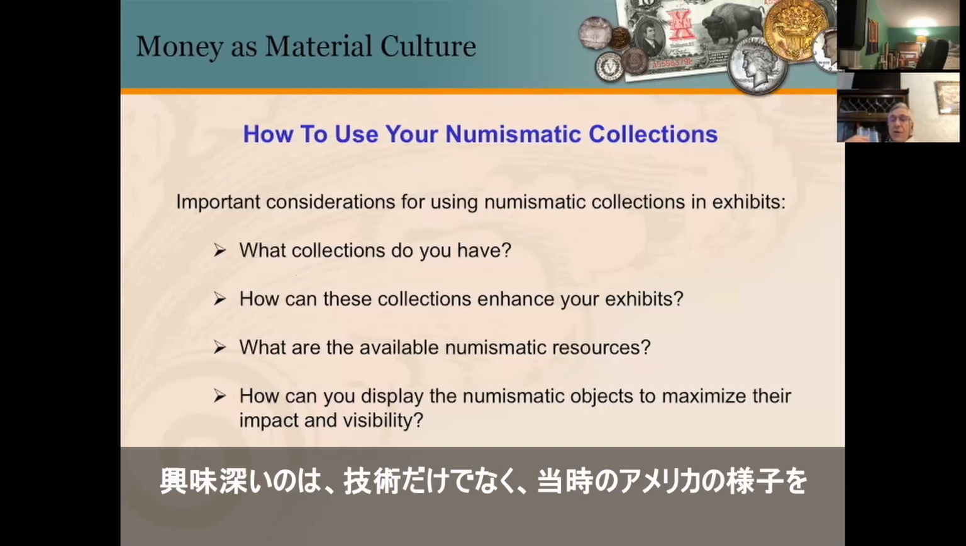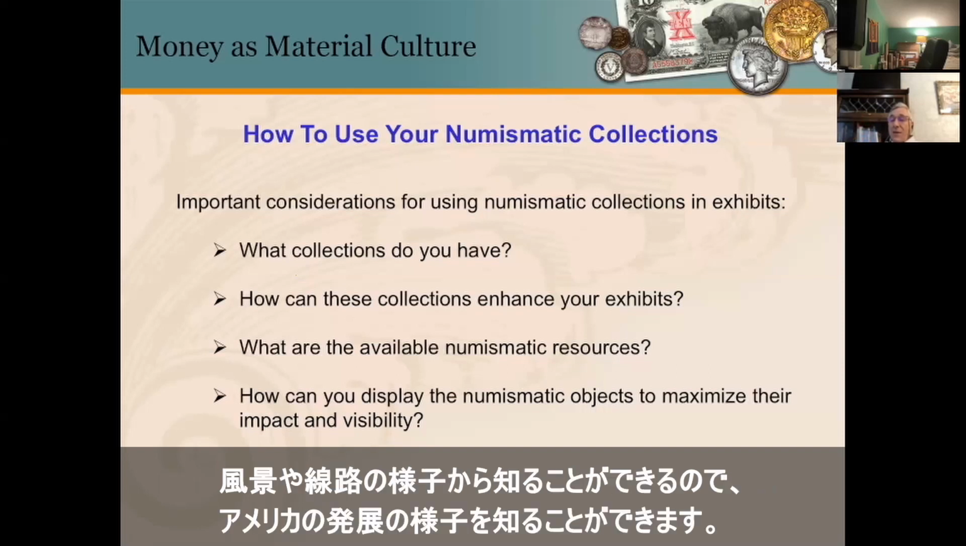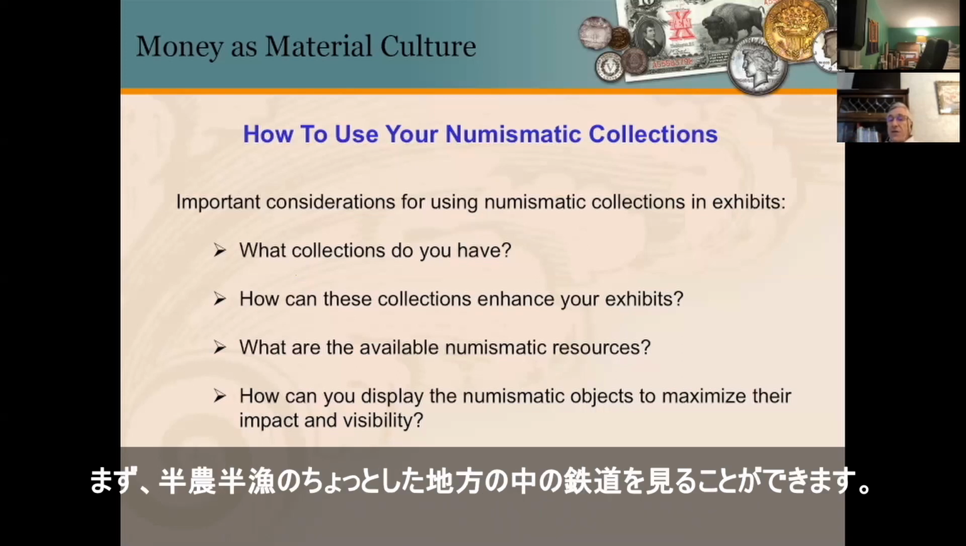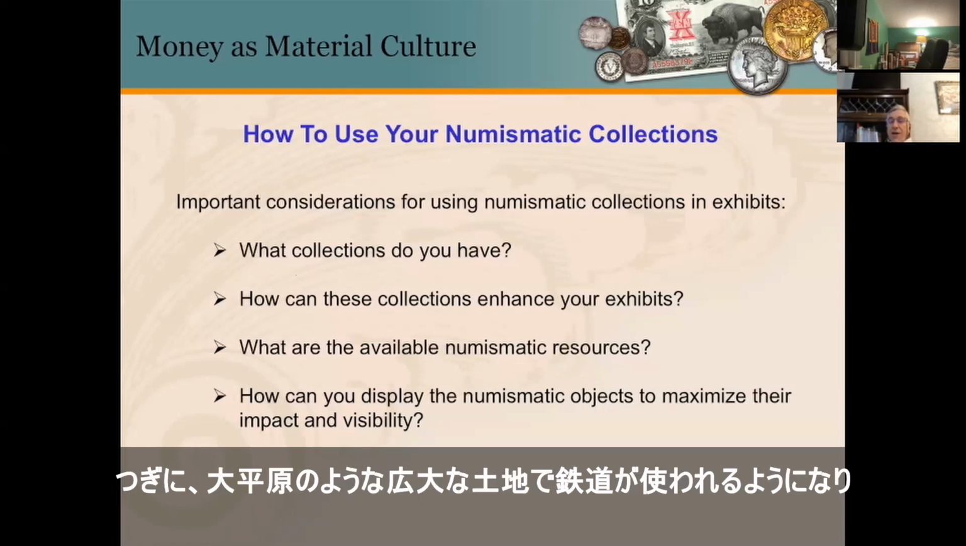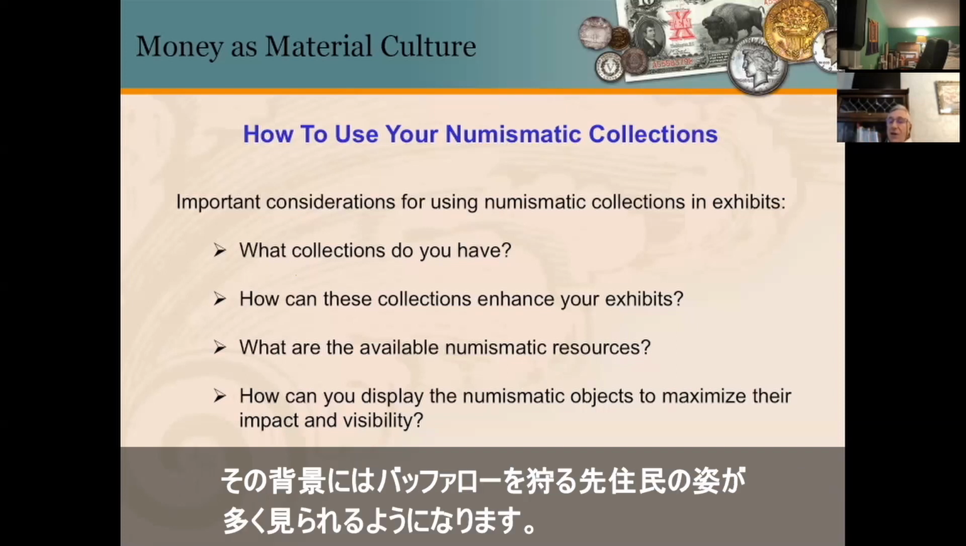larger. And interestingly, aside from technology, it can also show you what's going on in the United States at the time by the scenery and the railroad tracks, where they go, where they're depicted themselves. So you get an idea of the development of the country. So at first you'll see the railroads in the context of going within cities in semi-rural settings. Later, the trains will be used in rural settings, going across great empty spaces, for example, the Great Plains.